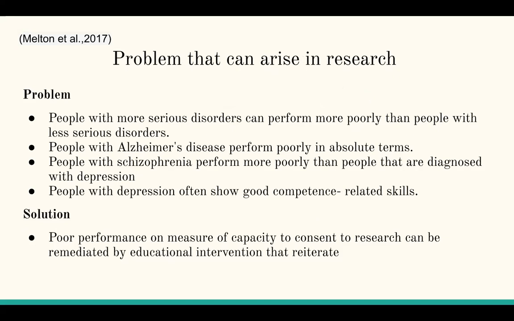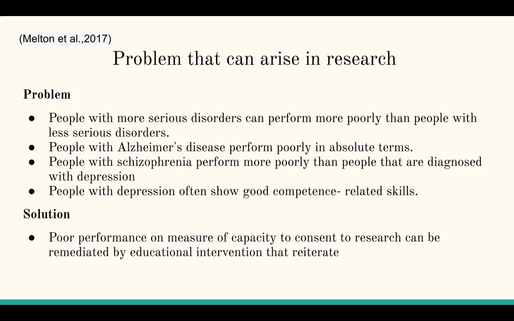A problem that can arise with competency to consent to research would be that people with more serious disorders can perform more poorly than people with less serious disorders. There are some examples that were given in Melton's book. Some examples where people with Alzheimer's disease can perform poorly in absolute terms. People with schizophrenia perform more poorly than people that are diagnosed with depression. People with depression are also shown to have good competency-related skills.